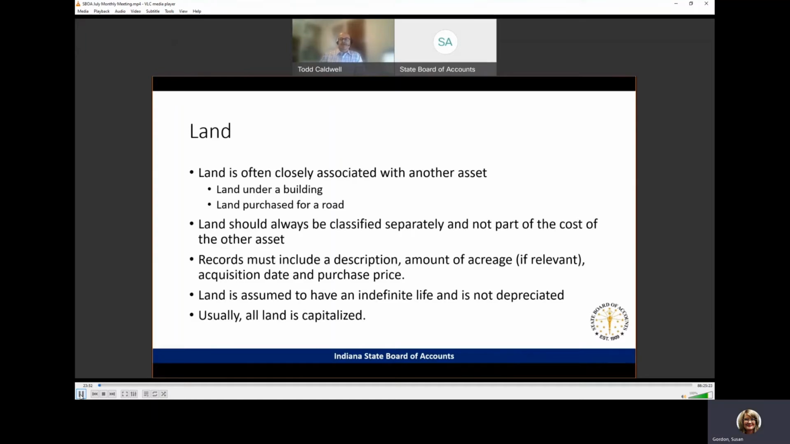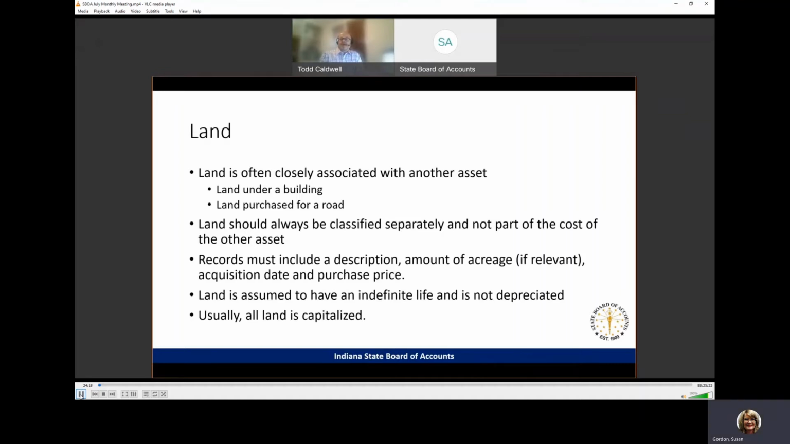And land's usually associated with another asset. For example, the land under City Hall, the ground under a public parking lot, the land and easements for a street, or even the land used to create the town park. Sometimes a city or town owns land that is not for specific use, and yet it might be leased, like for farmland, and that land still needs to be capitalized.